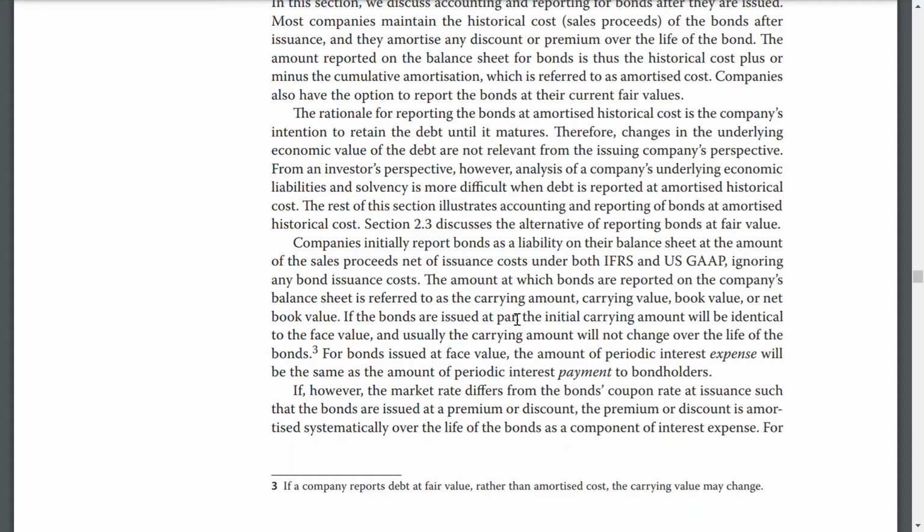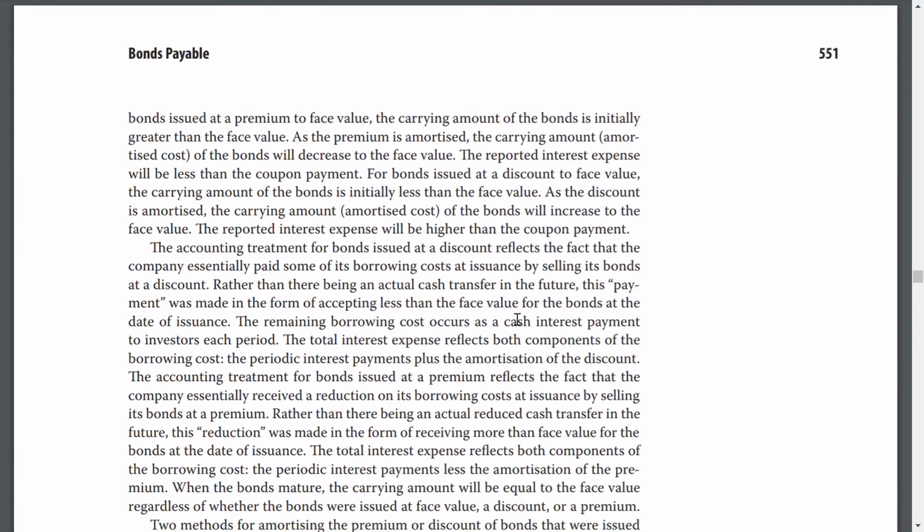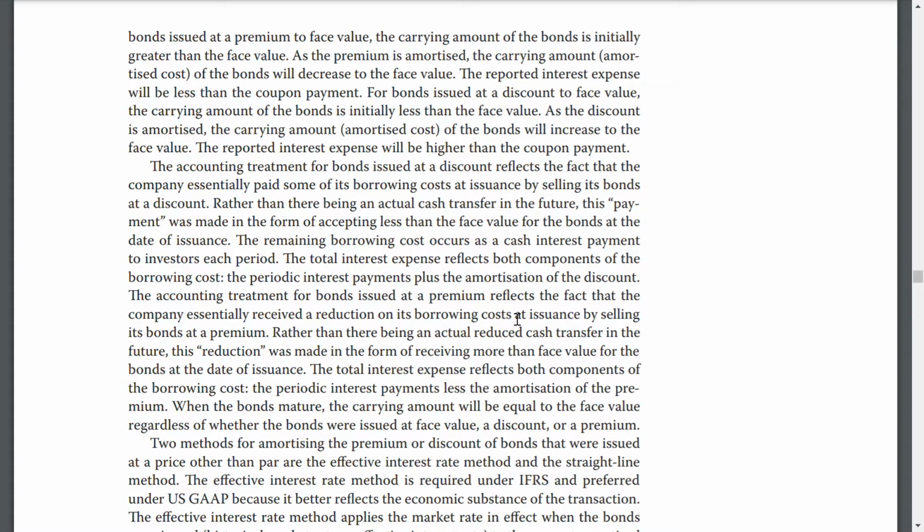If, however, the market rate differs from the bond's coupon rate at issuance such that the bonds are issued at a premium or discount, the premium or discount is amortized systematically over the life of the bonds as a component of the interest expense. For bonds issued at a premium to face value, the carrying amount of the bonds is initially greater than the face value. As the premium is amortized, the carrying amount of the bonds will decrease to the face value. The reported interest expense will be less than the coupon payment. For bonds issued at a discount to face value, the carrying amount of the bonds is initially less than the face value, and as the discount is amortized, the carrying amount of the bond will increase to the face value. The reported interest expense will be higher than the coupon payment.